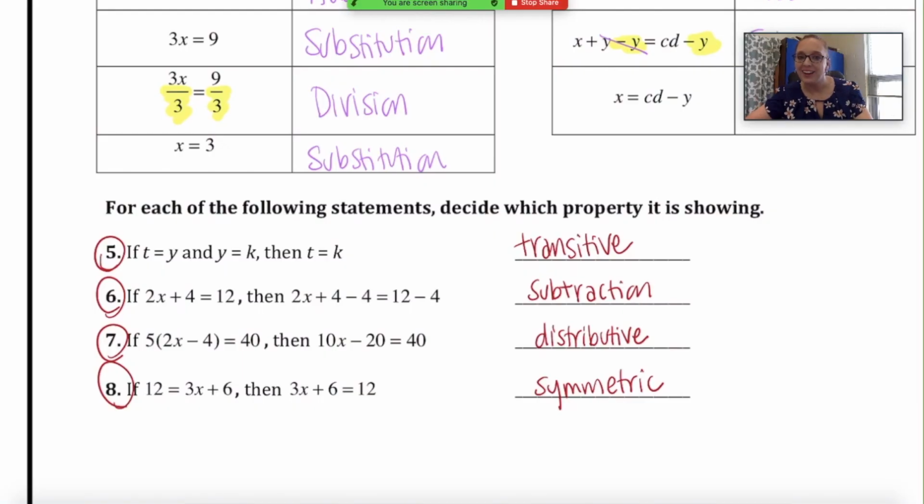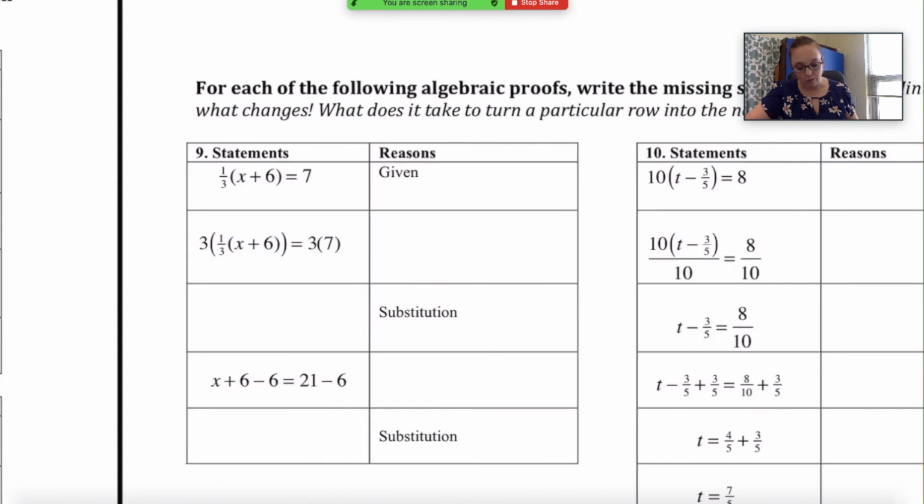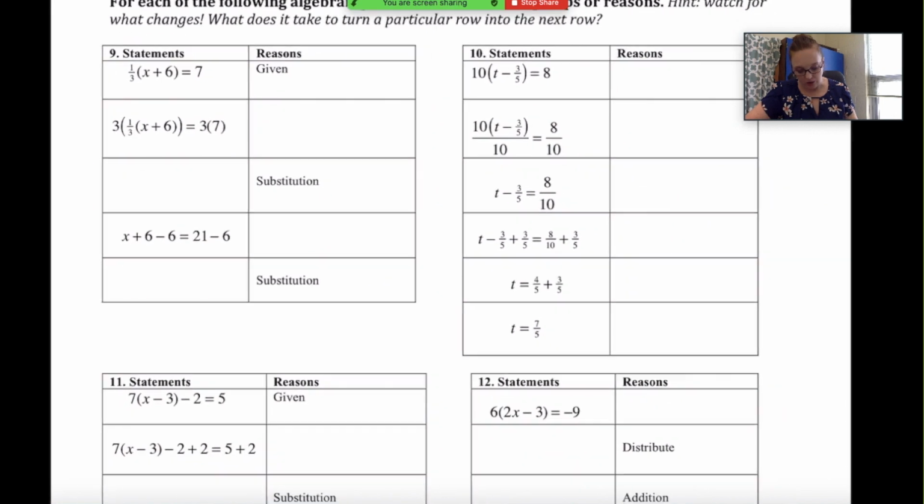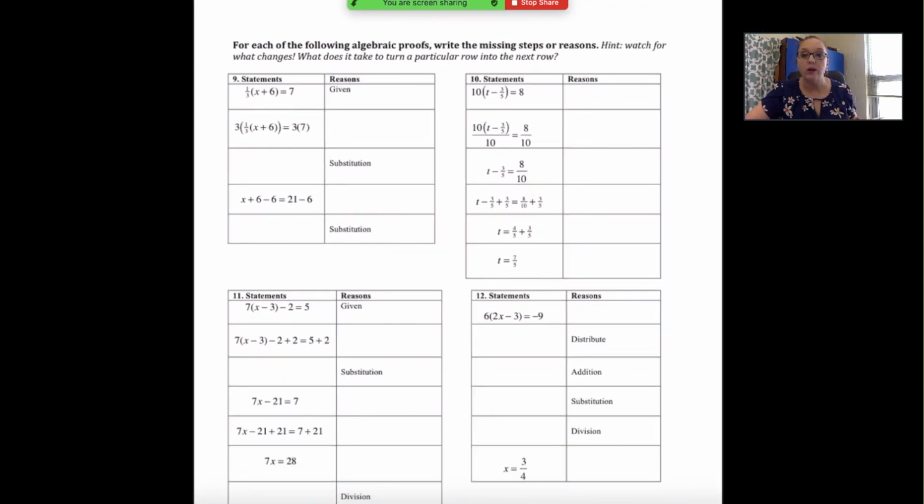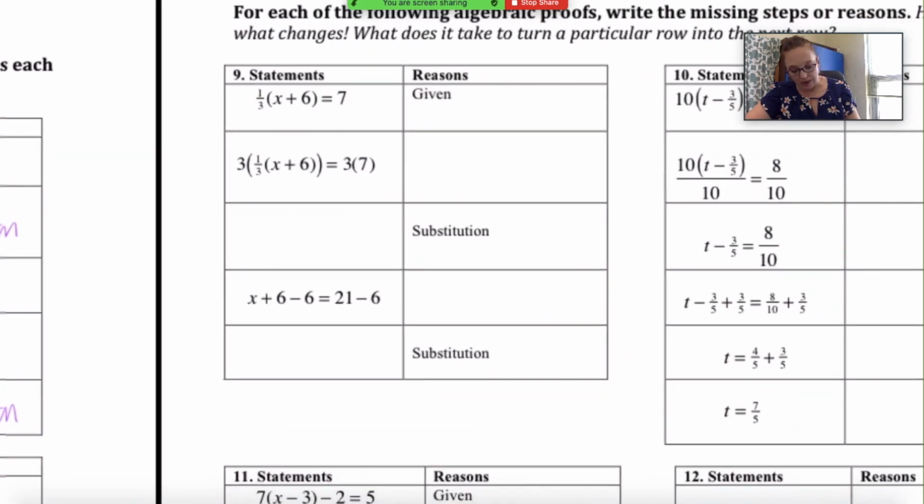Okay, welcome back. So check your answers to problems 5 through 8. Remember that you can look back on that first page to help you. Okay, let's go on to the next page. Now on this next page, 9 through 12, it says for each of the following algebraic proofs, write the missing steps or reasons. Hint, watch for what changes. What does it take to turn a particular row into the next row? So we'll do number 9 together.